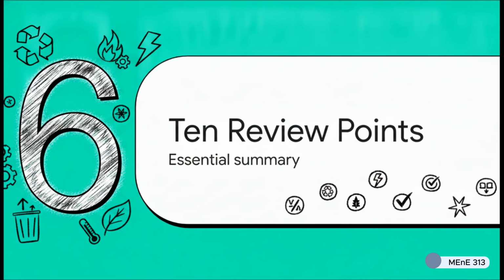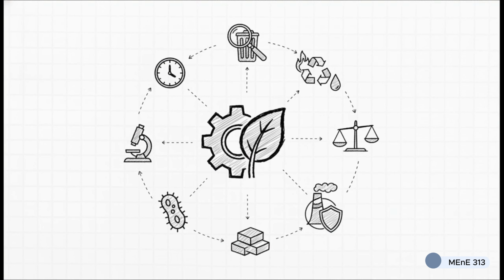And finally, Section 6, 10 Essential Review Points. Consider this your master's level cheat sheet. Let's run through them. 1. Technology choice always starts with the feedstock. 2. Apply the waste hierarchy before you even look at energy recovery. 3. High moisture destroys your thermal value. 4. Proximate analysis gives you macro burning behavior. 5. Ultimate analysis gives you elemental and emissions data.